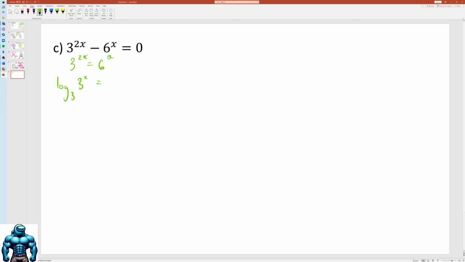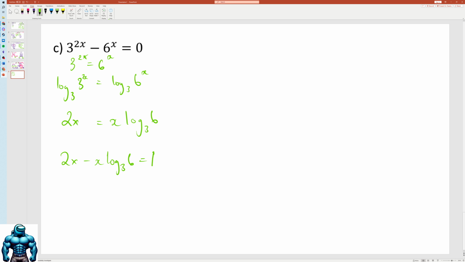Log base 3 of 3 to the 2x is equal to log base 3 of 6 to the x. Okay, the left side, well, these two are opposite operations. We're left with 2x is equal to, there's no nice answer here, it's just simply log base 3 of 6 to the x. We'll bring the x log base 3 of 6 over to the left side. So we have 2x minus x log base 3 of 6 is equal to 0.